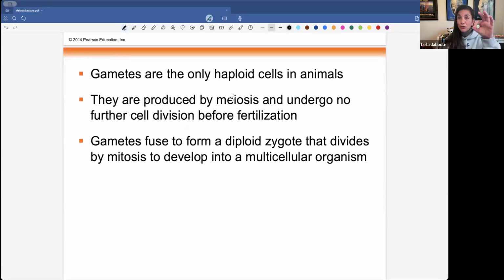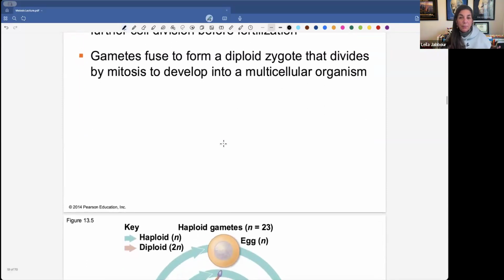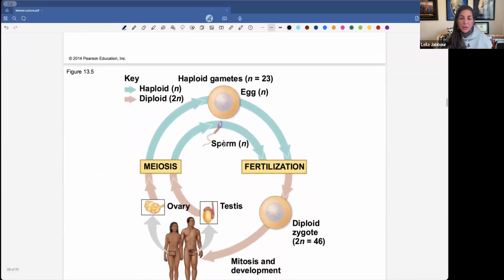Gametes are produced by meiosis, which means meiosis is only taking place in the reproductive system. And once those gametes are made, that's it. There is no more dividing of sperm cells. Once they're made, it's a stock that we need to use to create a new individual. So then gametes fuse to form a diploid zygote that divides by mitosis. Then you have the mitotic process to end up having a multicellular organism.